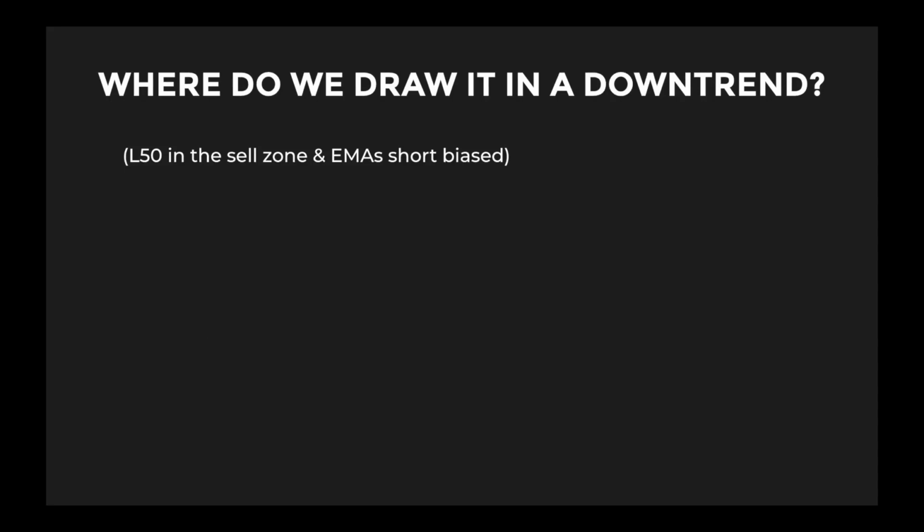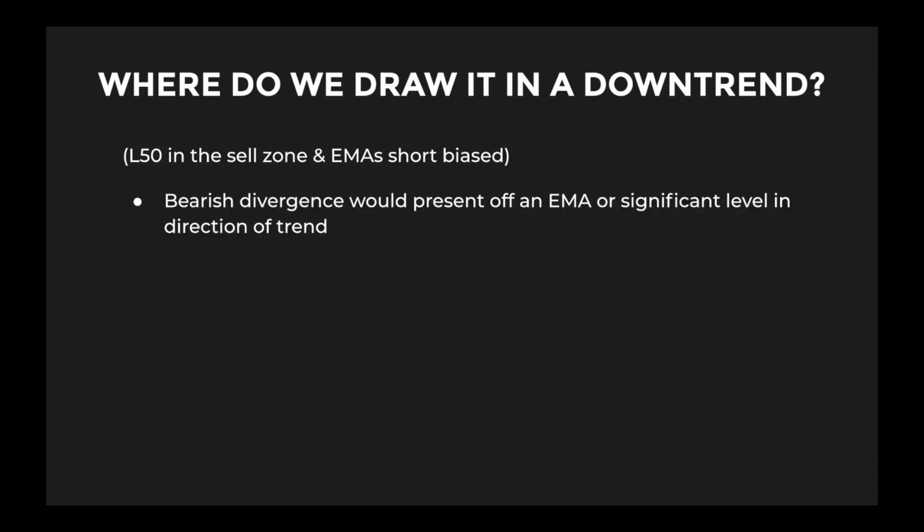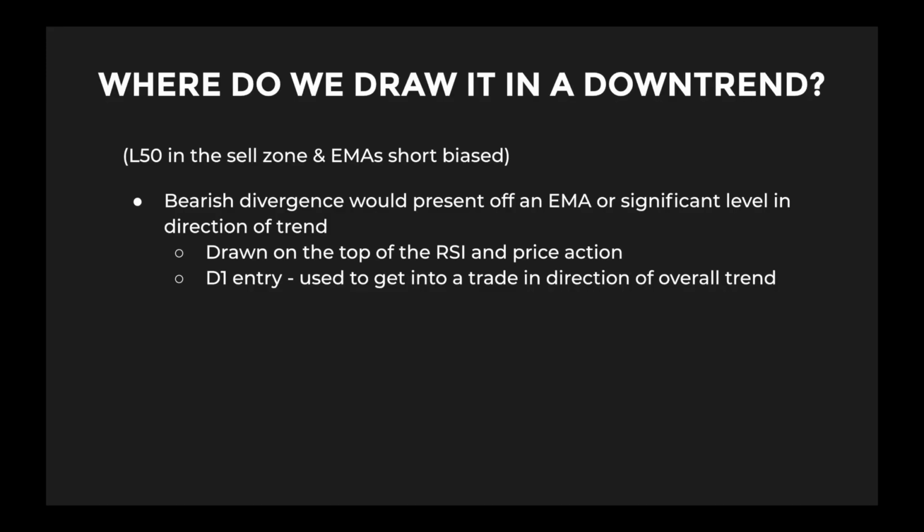Now, how do we draw this? Where do we draw this in a downtrend? L50 in the sell zone, EMAs are short biased. Your bearish divergence is going to present off a significant EMA in the direction of that overall trend, it's going to come down. This is going to be drawn on the top of the RSI and on top of the price action. This is a D1 entry used to get into the trade in the direction of overall trend.